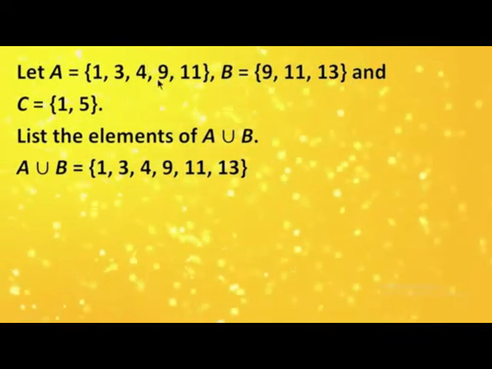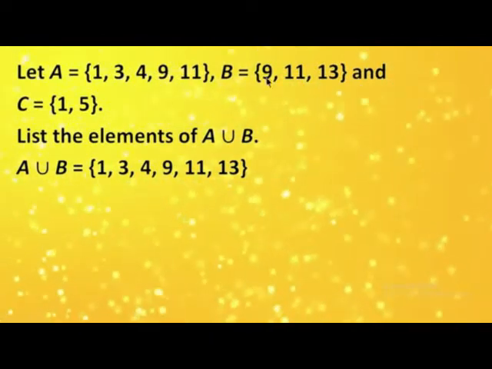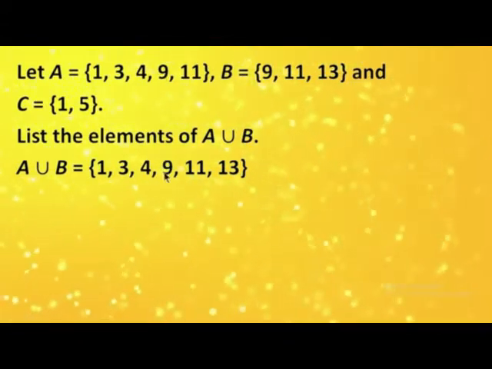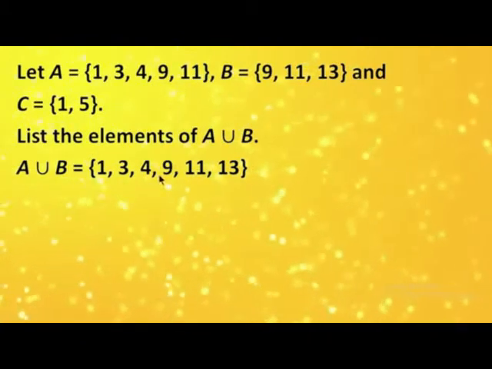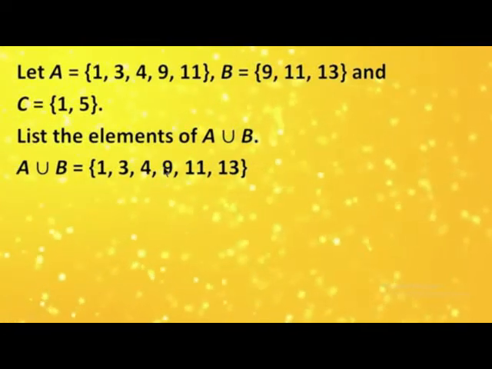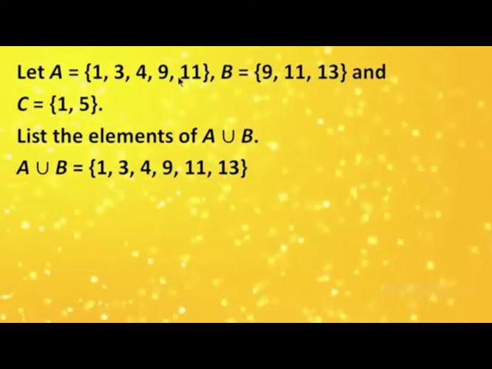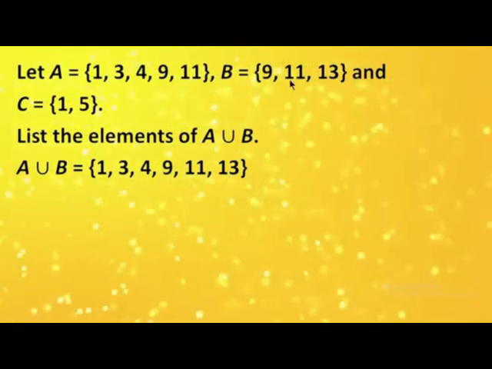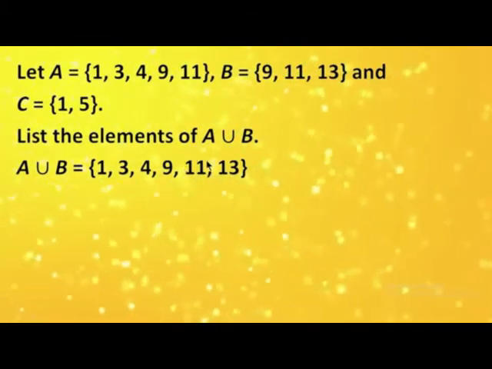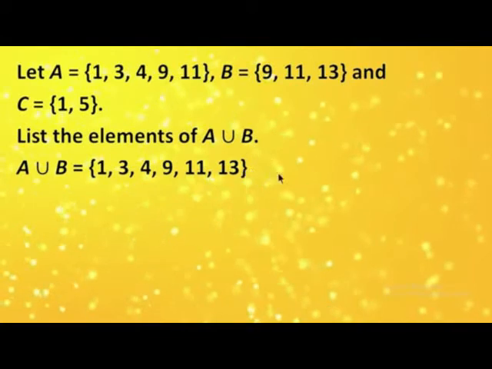But as you can see here, 9 is an element of A and also an element of B. So you just need to write 9 once. You do not need to write 9 twice, because you just take one of them and put it in A union B. And another element, 11, belongs to A and 11 also belongs to B. You need to write 11 once. You don't need to write it twice. Just pick one of them. So this is A union B.